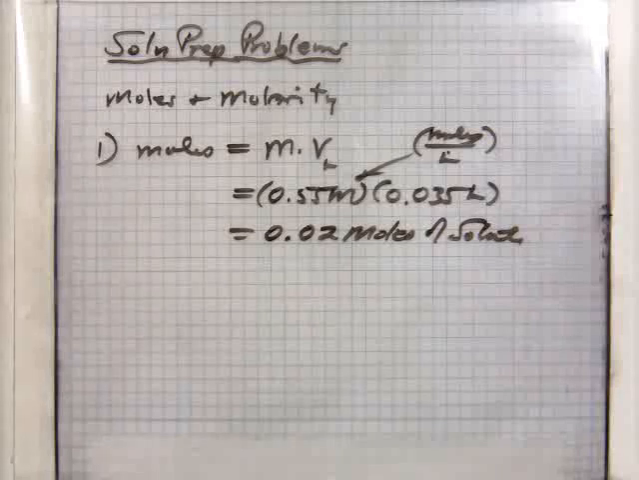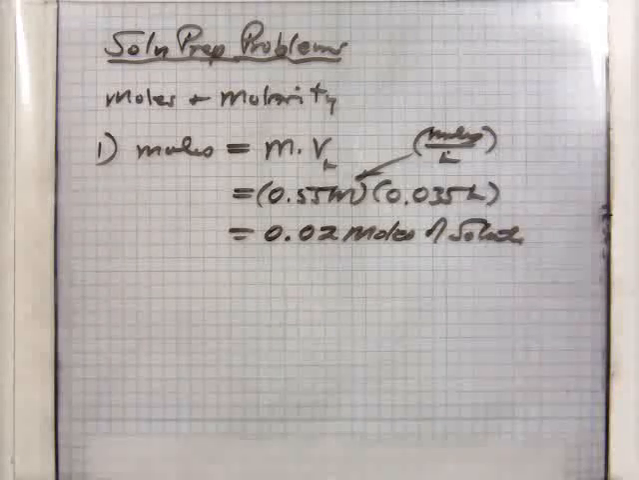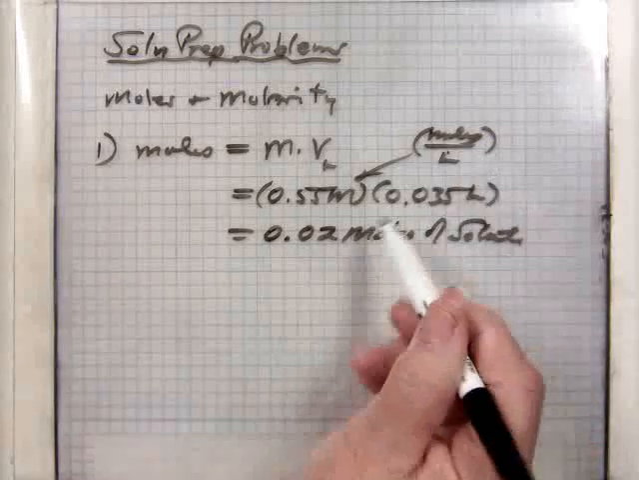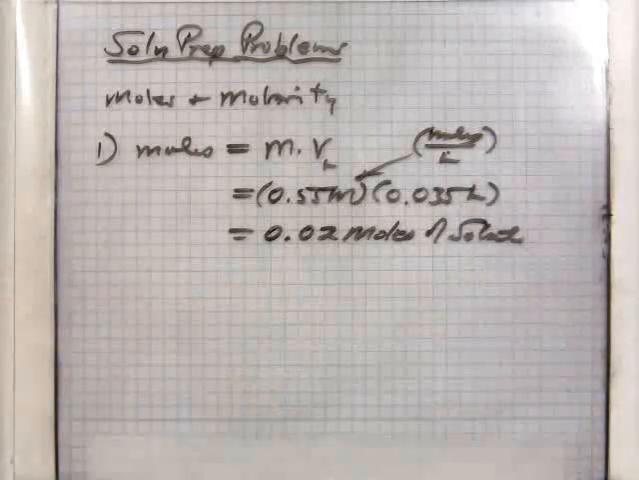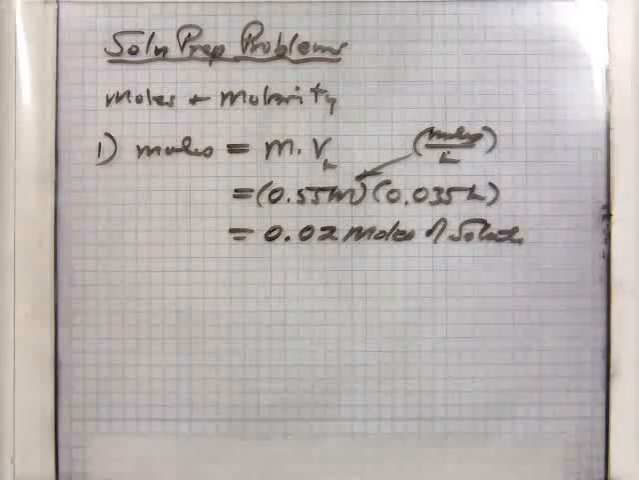Your answer should be rounded to the data given, to the smaller number of significant figures. Well, both of these are 2 sig figs, so I should go 2 sig figs. Well, it rounds to 0.019, so 0.02.